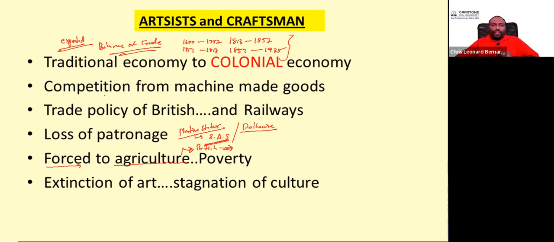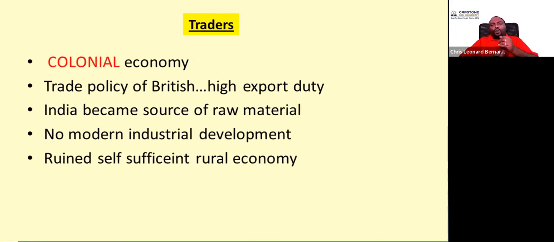And moreover, there are grievances among the traders because the Indian economy had a favorable balance of trade towards the Indian merchants. Once the 1757 Battle of Plassey changed the course of events, it changed the nature of the Indian economy to a colonial economy.